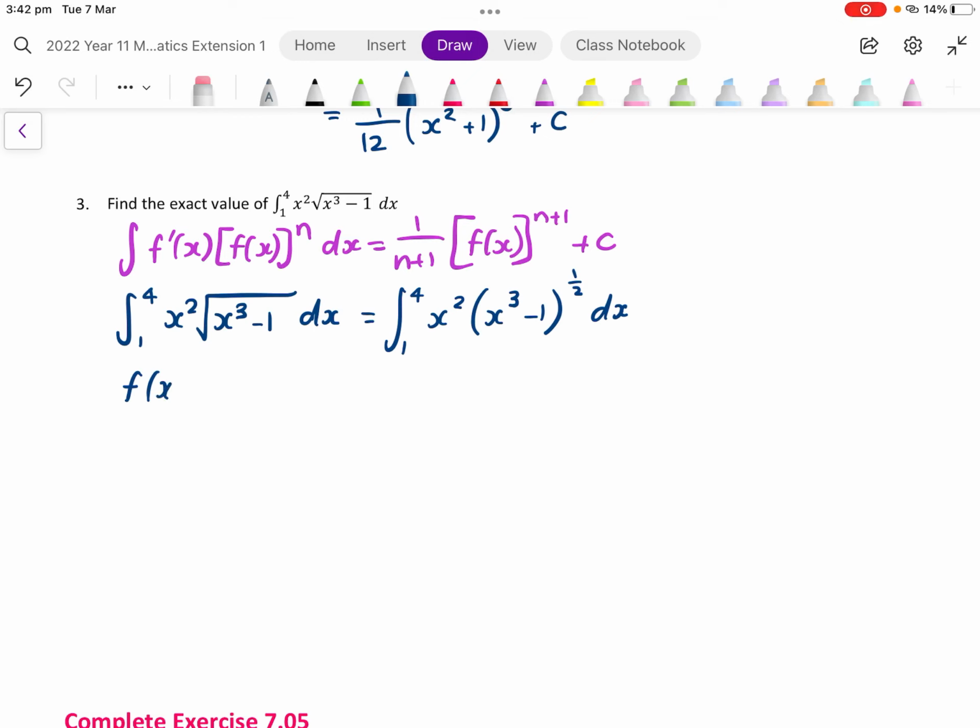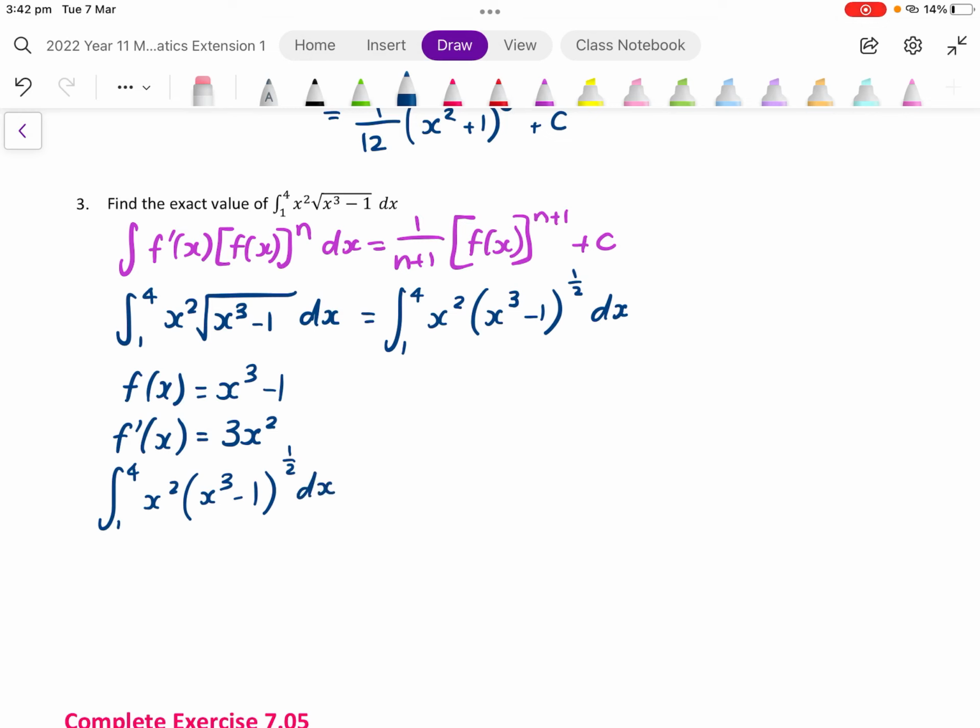So our f(x) is what's inside the brackets, which is x cubed minus 1, and our derivative of x cubed minus 1 is 3x squared. So we have our integral from 1 to 4 of x squared lots of (x cubed minus 1) to the power of a half dx.